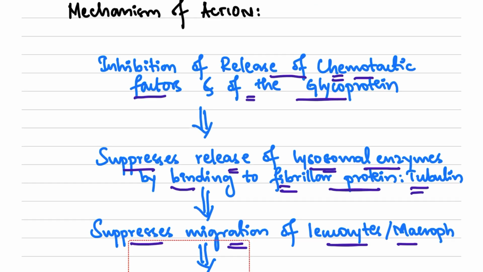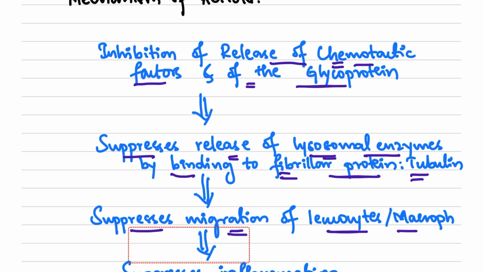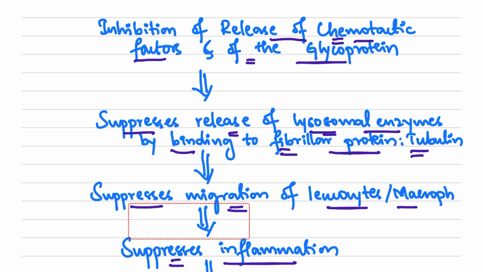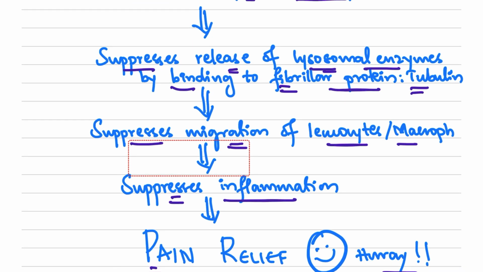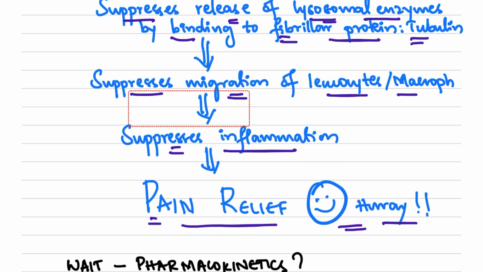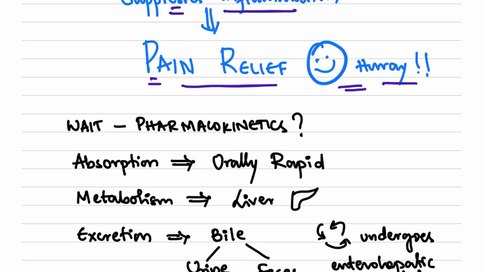So this is the classic mechanism of colchicine: the inhibition of release of chemotactic factors and of the glycoprotein suppresses the release of lysosomal enzymes by binding to the fibrillar protein, tubulin, which further suppresses migration of leukocytes and macrophages, which decreases inflammation, and finally the patient has pain relief. Hooray! So wait, what about the pharmacokinetics of colchicine?